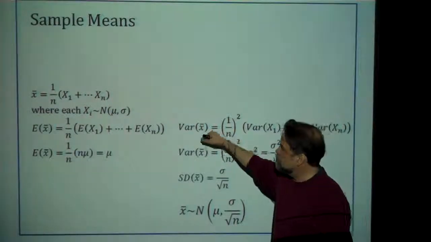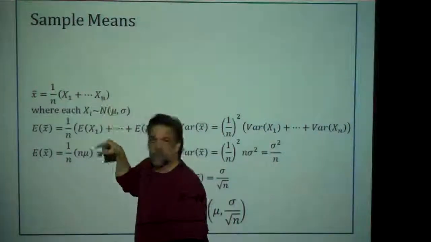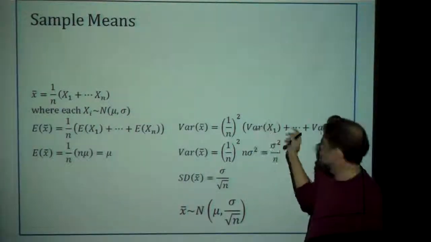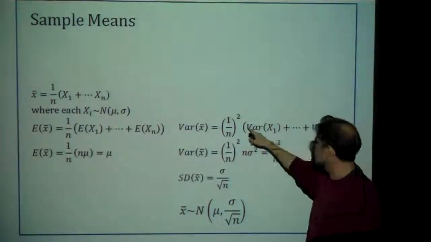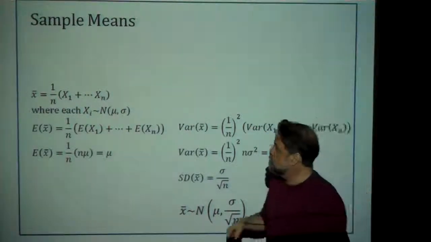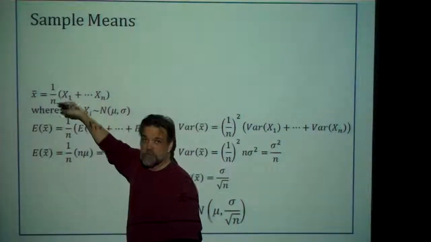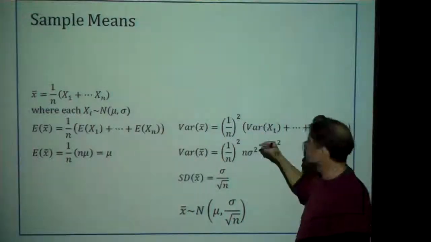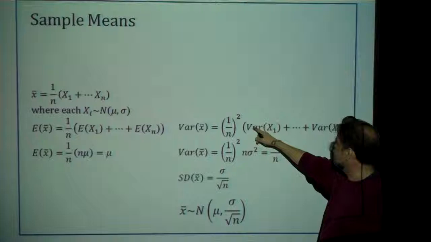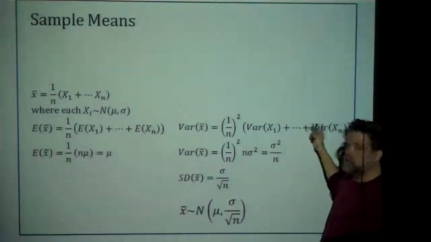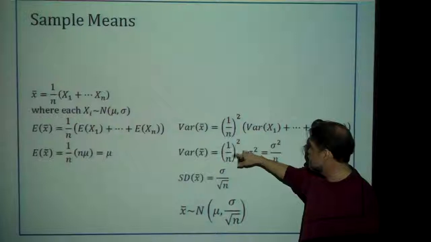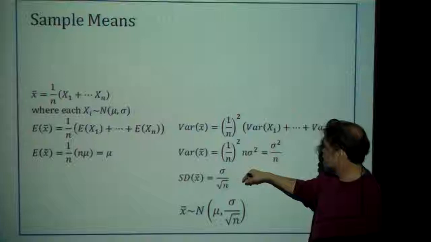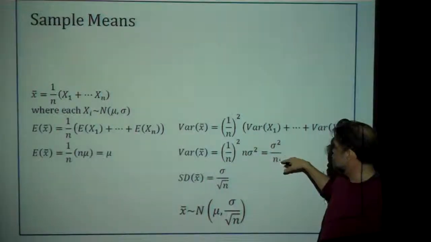The variance of X bar, now remember, X bar is 1 over N times the sum of all these random variables. Well, remember, the variance of the sum is the sum of the variances. So we're going to add up all these variances. And also remember that when you multiply a random variable times a constant, the variance of that is going to be that constant squared times the variance. Okay? So here we have 1 over N squared times the sum of all of our variances. All of those variances are the same. They're sigma squared. So that's going to be 1 over N squared times N sigma squareds. And canceling out one of our N's, what we end up with is sigma squared over N.